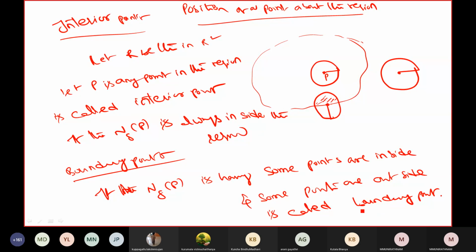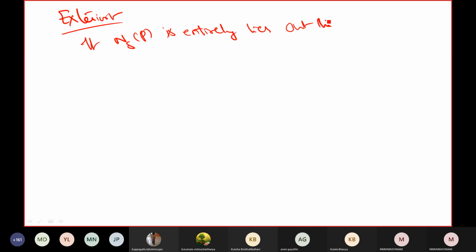Next, exterior point. If the neighborhood of P lies entirely outside the region, it is called an exterior point.